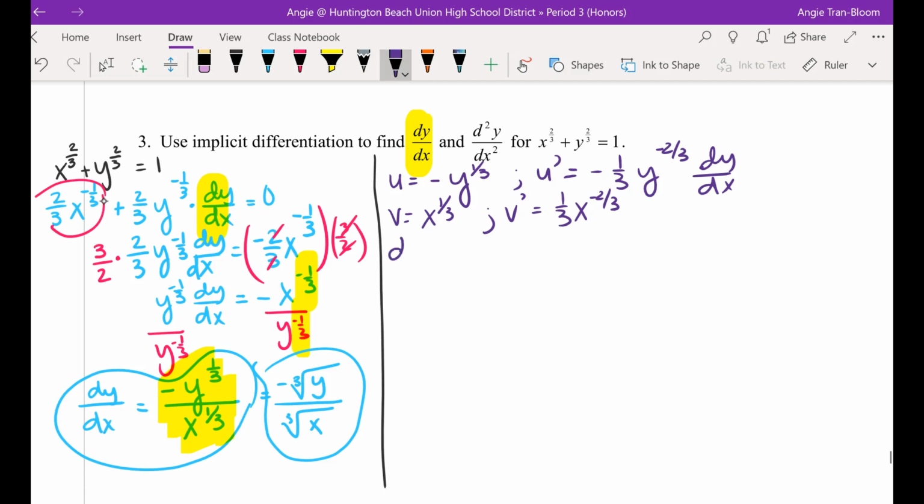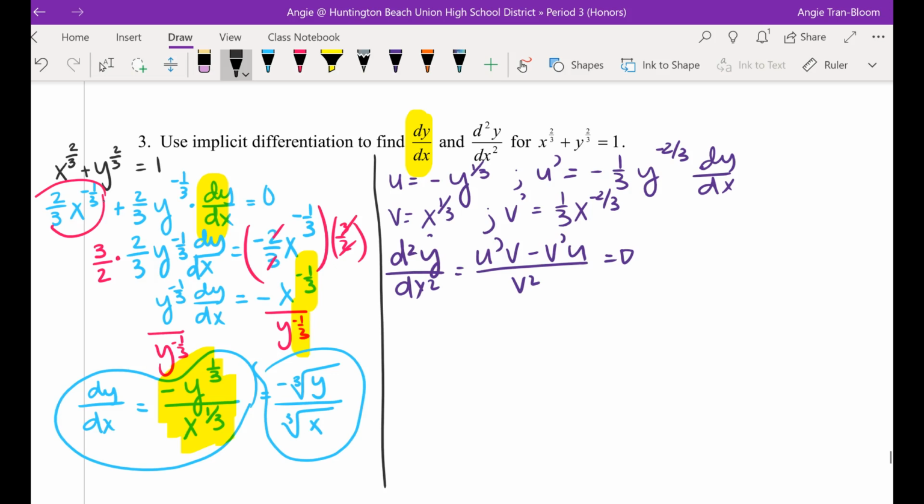Now I'm going to write the quotient rule. Oops, I'm trying to do the second derivative, d squared y over dx squared. The rule says u prime times v minus v prime times u, all over v squared. I did all the background work already. Now I just have to plug in what u prime, v prime, and u are, okay?